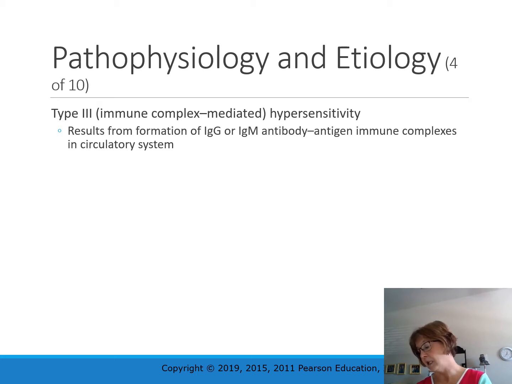It's a systemic response. Immune complexes are deposited in the walls of the small blood vessels, the kidneys, and the joints. And so some of the manifestations of serum sickness include fever, urticaria, rash, arthralgias, this is joint pain, myalgias, that's muscle pain, and lymphadenopathy, which is swollen lymph nodes.